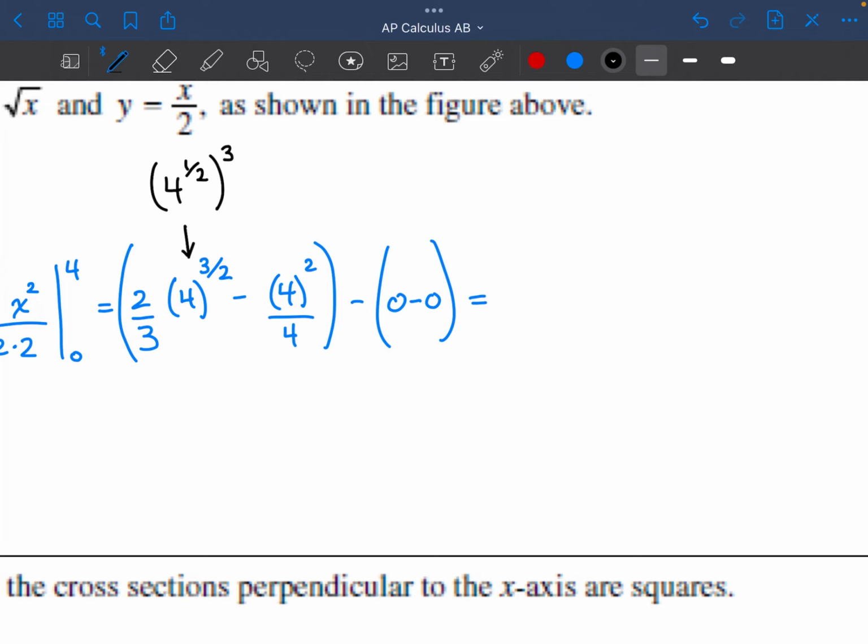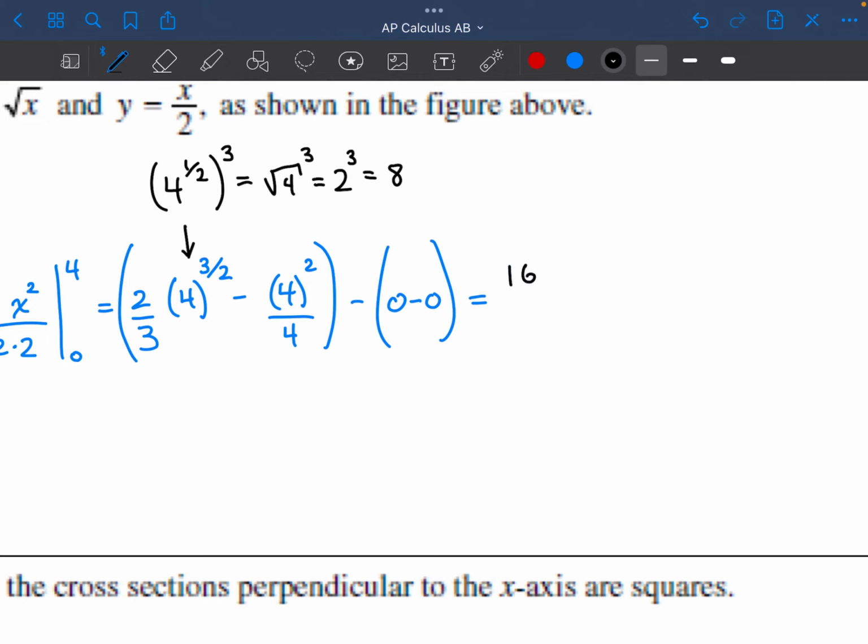1/2 times 3 is the same thing as 3/2. But the reason I've written it like this is because we can now say that this is going to be the square root of 4 to the power of 3, which is equal to 2 to the power of 3, which is equal to 8. All right, so I know that's going to be 8, and then I still need to multiply that 8 by 2 and then divide by 3. So I'm going to have 16/3 here.